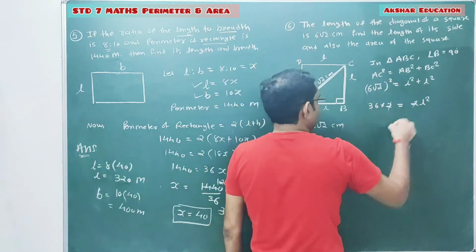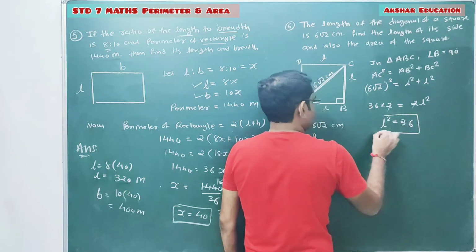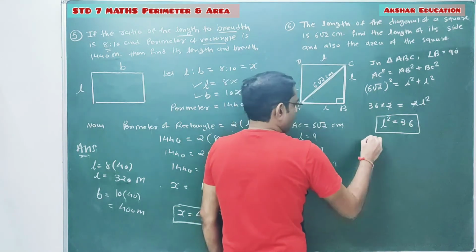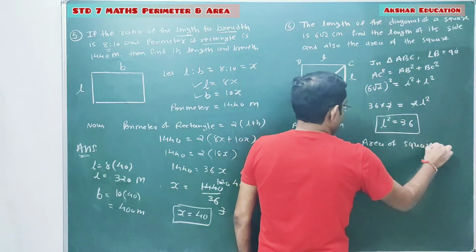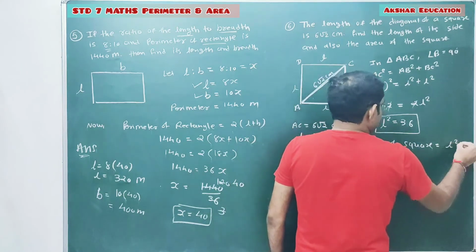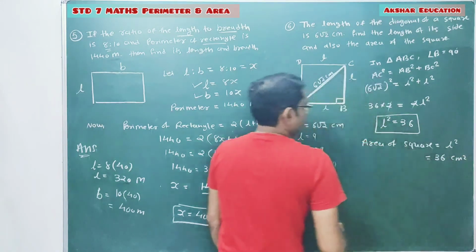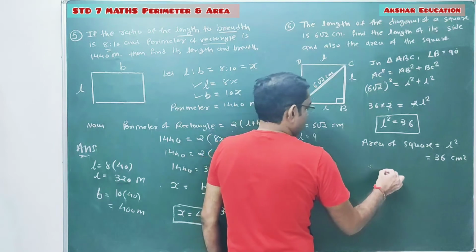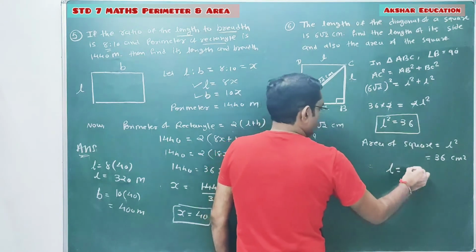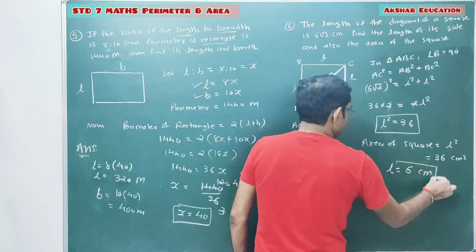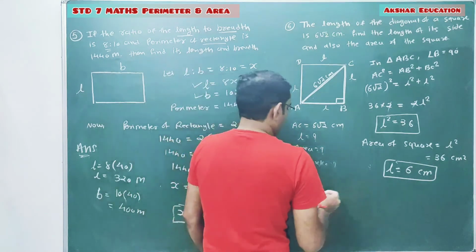On both sides this 2 will cut. So we are getting L square equal to 36. Students, what is L square? L square is nothing but the area of the square. Area of square is nothing but the side square, L square, and that is equal to 36 centimeter square. Clear? And now we can find the length of each side of the square, that is L equal to square root of 36, which is 6 centimeter.